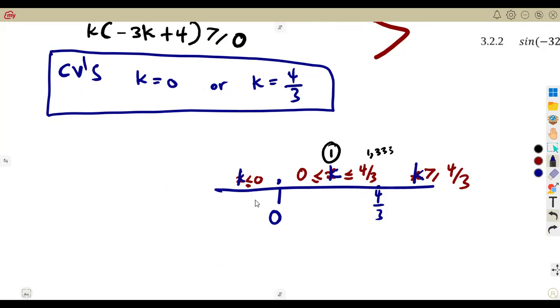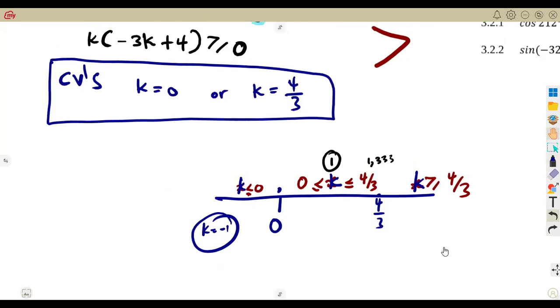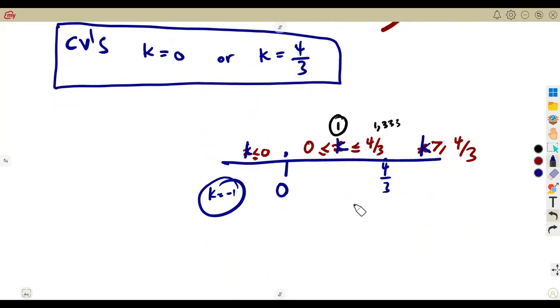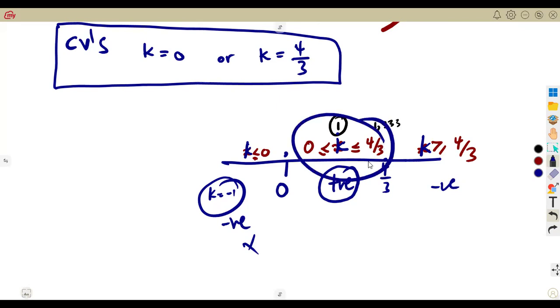So you test. When k is less than 0, you can test any value. When k is equal to -1, you put it back into this function and see if you're going to get a positive value. You must get a positive value. So there you're going to have a negative, which is wrong. If you substitute a 1, you're going to get exactly a positive value, which is exactly what we want. This one was going to give us a negative. So the solution was going to be this one.